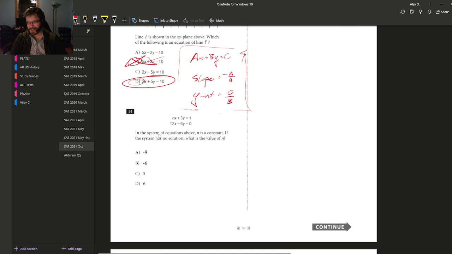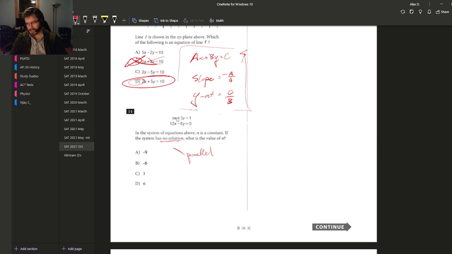System of equations, finally, has no solution. Pay attention to stuff like that. It has no solution. I've trained my brain to latch on to stuff like that. Just like, boom, there it is. If it has no solution, that means they're parallel. Parallel. Different y-intercepts, but same slope.